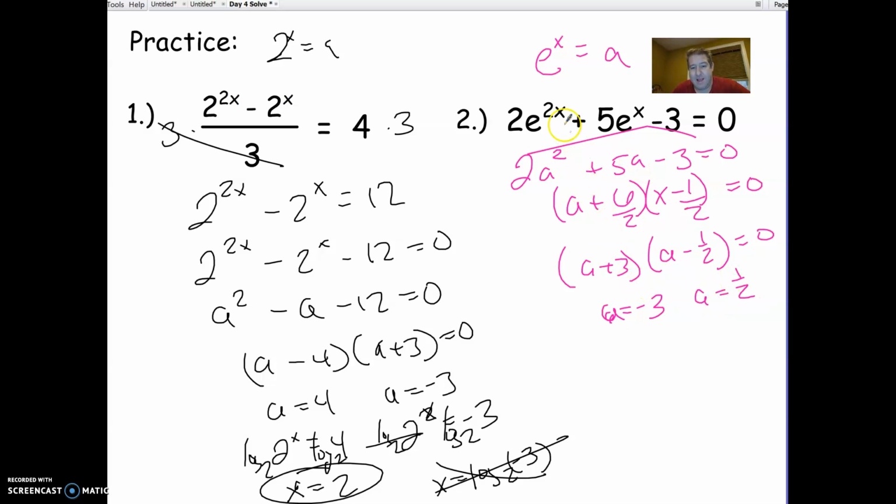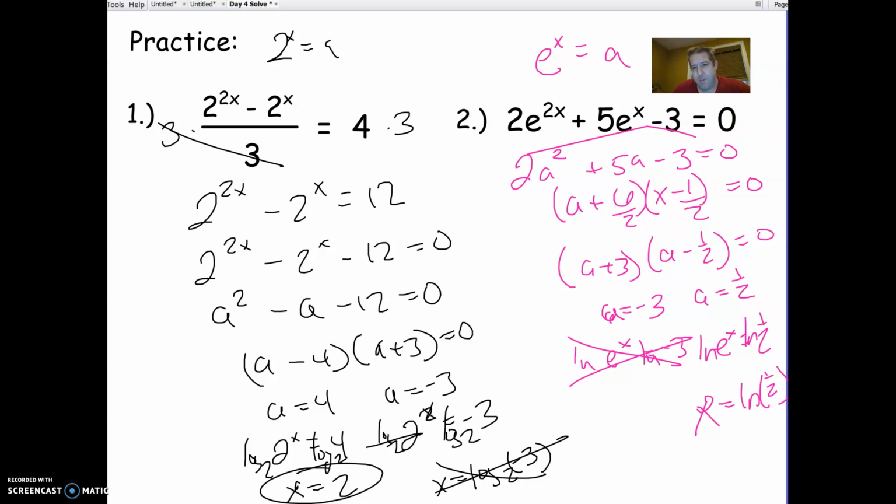All right, so last step, replace e to the x back in. e to the x equals negative 3. e to the x equals 1/2. So natural log of both sides, and this is extraneous. Natural log of both sides here. x can be natural log of 1/2. There's your one real solution.